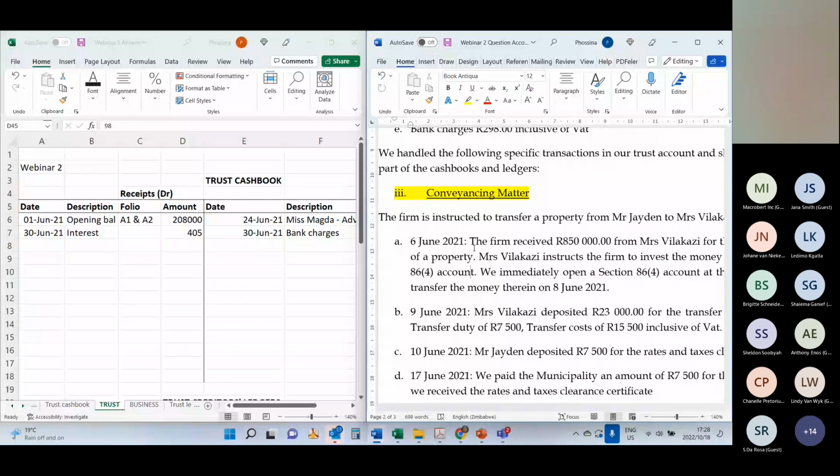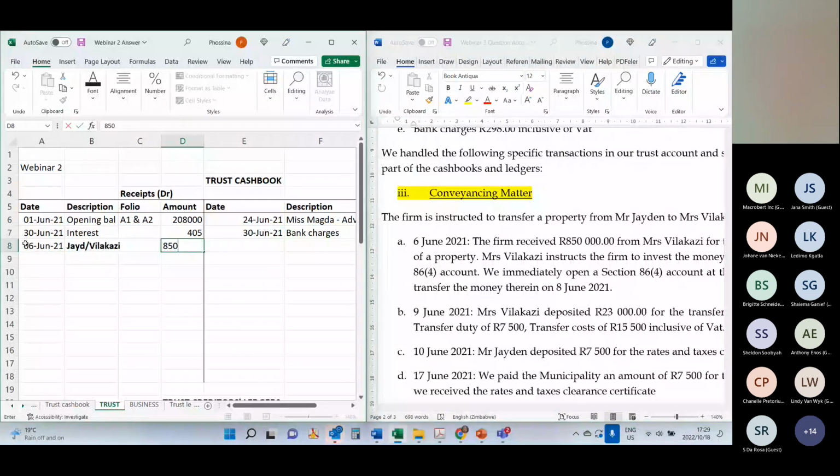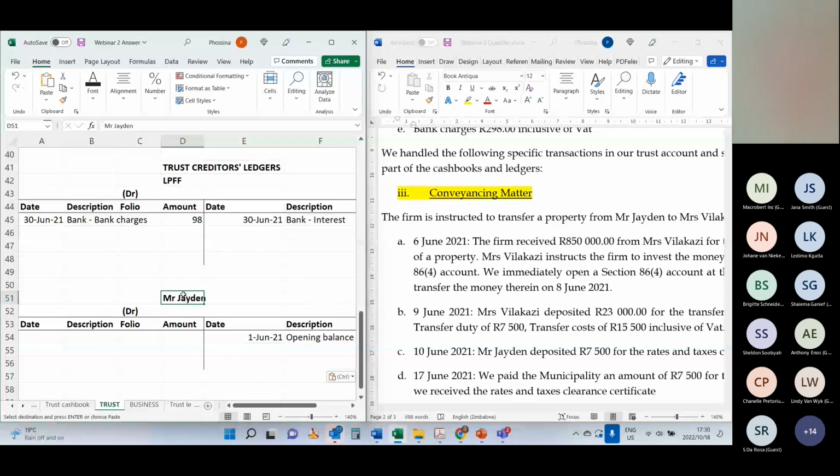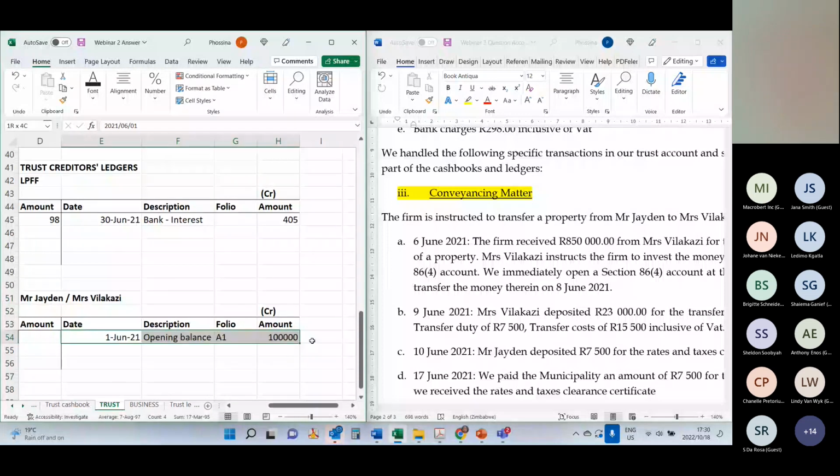And then we go and create our ledger as well. I'm going to leave out this one of Mr. Jaden. We assume it's another matter. And then this one of conveyancing, we create its own ledger account. So it's Mr. Jaden versus Vilakazi, like that. And remember, the trust account has already received 850. So in this case, we are crediting because we have debited already. So our description, it's our bank or our trust cash book. How much are we receiving? We are receiving 850. Okay, so we are done with that part of A.